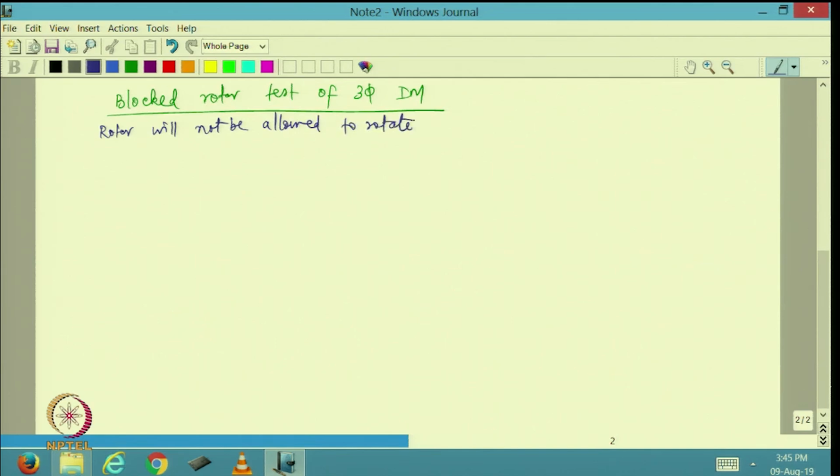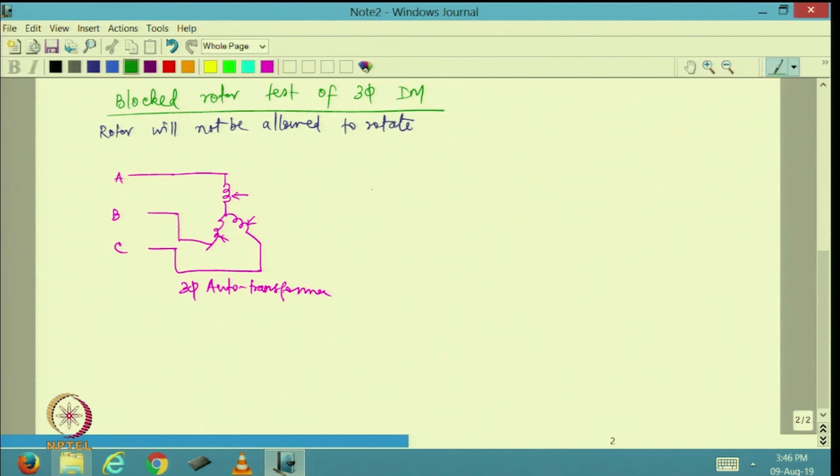So, when the rotor is blocked, let me first of all draw the circuit diagram corresponding to this. Let us say these are A, B and C phase inputs. I am going to have a 3-phase auto transformer here. So, I am going to connect the 3 phases here like this. Now, from each of the phases, through the variac, so this is the auto transformer, I am going to connect it to the 3-phase induction motor.